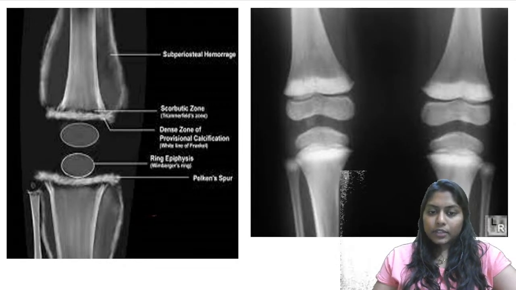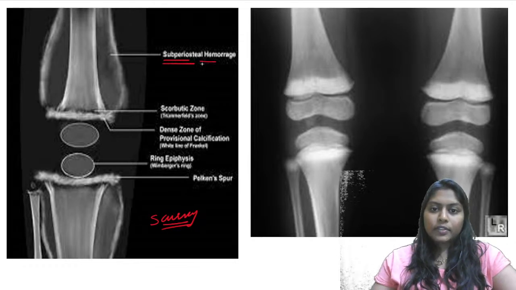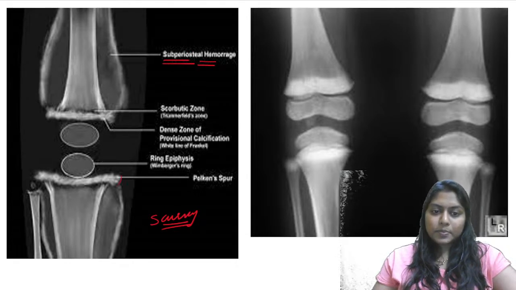Next, coming to the other options, for scurvy, the most important thing is subperiosteal hemorrhage due to deficiency of vitamin C. There will be easy bruising and there will be bleeding. There will be hemorrhage which is collected just below the periosteum. So this is how subperiosteal hemorrhage is seen on an X-ray, and this is the Trümmerfeld zone, dense area of provisional calcification, and there is Wimberger ring epiphysis. This is the Pelkan spur which is seen at the metaphysis region.